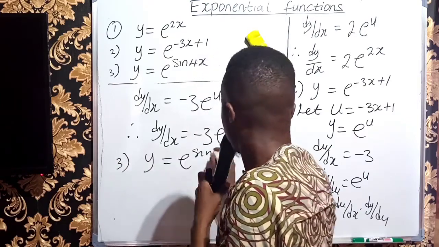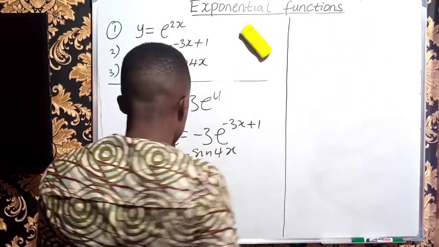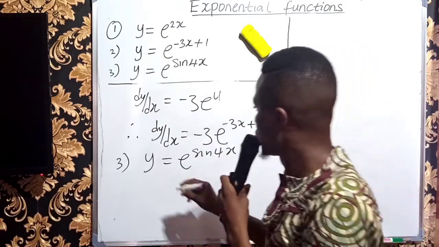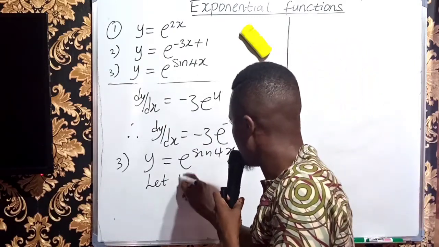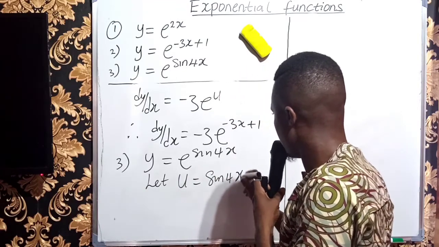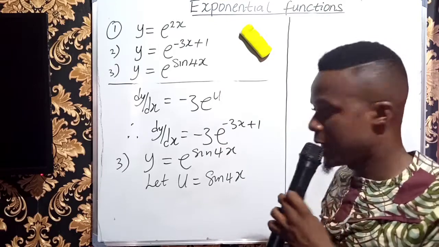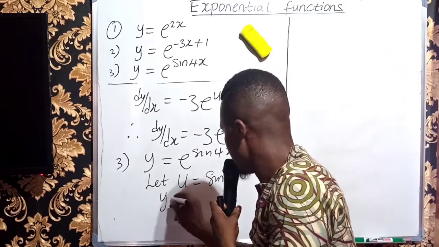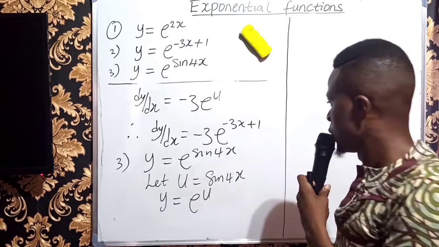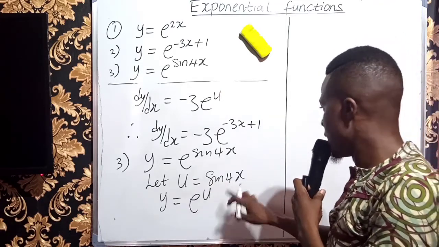Here we are given y equals e to the power of sine 4x. As usual, let us let the power be equivalent to u. So u is now sine 4x. If u is sine 4x, we have that y is equivalent to e power of u. So I'll get du dx.